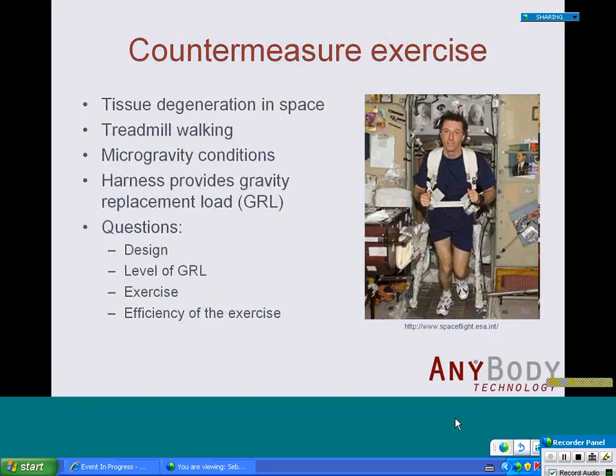So in this particular example, we used treadmill walking, pretty much as you can see in this picture, which means a person running on a treadmill, but it's reinforced by a harness and the gravity conditions, so you have to do simulations. And as I said, this harness will provide the gravity replacement load in our model.